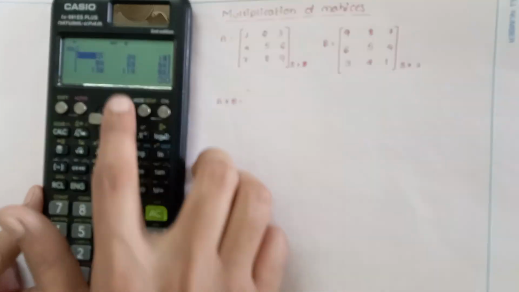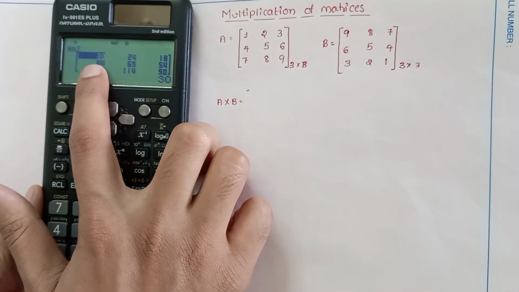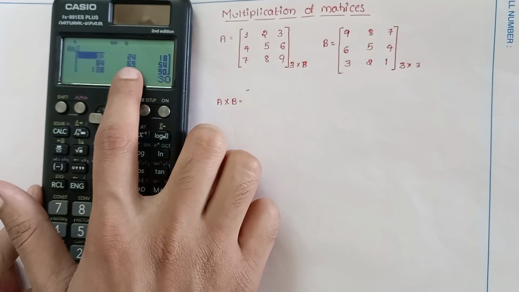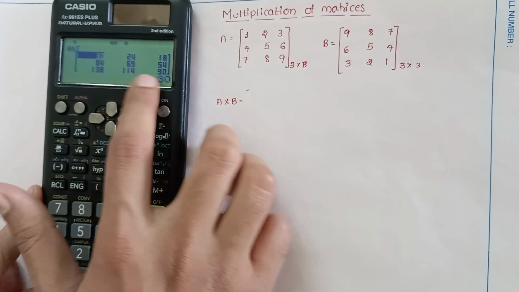So the product is, this is the product: 30, 24, 18, 84, 69, 94, 138, 114 and 90.